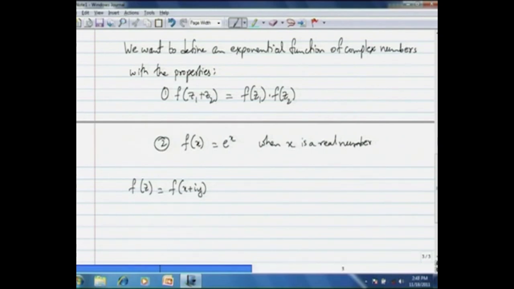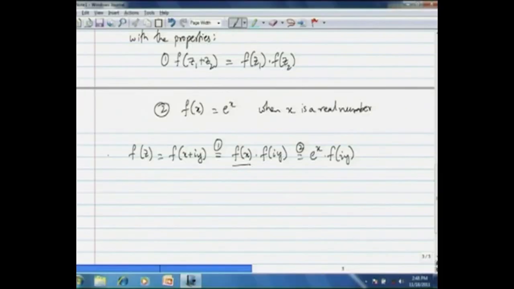So, by property 1, this should be f of x times f of I y. And f of x, now x is a real number. So, f of x should now by property 2 be e power x, and then we have f of I y. So, such an f of z should look like e power x times f of I y for z equals x plus I y.